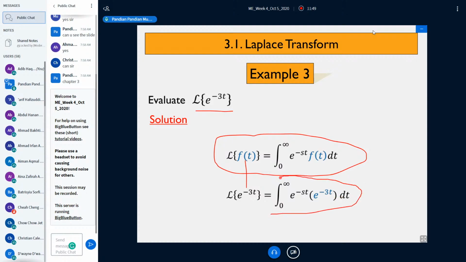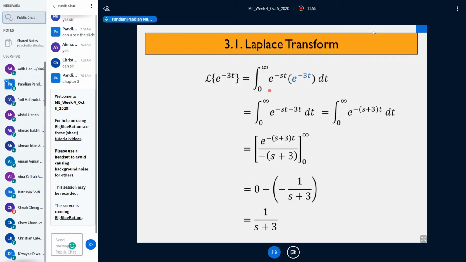Now this integration, you have to do it in a very nice way. That means you combine them: e to the power minus st minus 3t, combined again. Then it is easy to integrate with respect to dt. Because s is constant, we get e^(-(s+3)t) divided by minus (s+3), from 0 to infinity. This one becomes 0 minus, giving 1 over s plus 3. So the answer, 1 over s plus 3, is the Laplace of e to the power minus 3t.